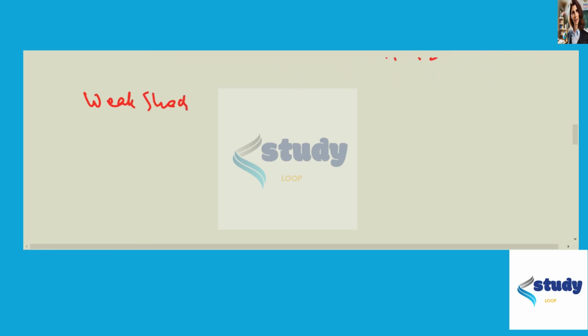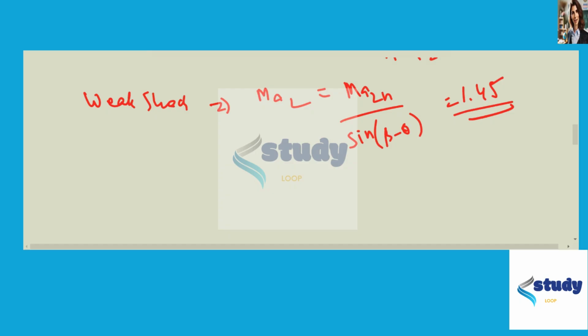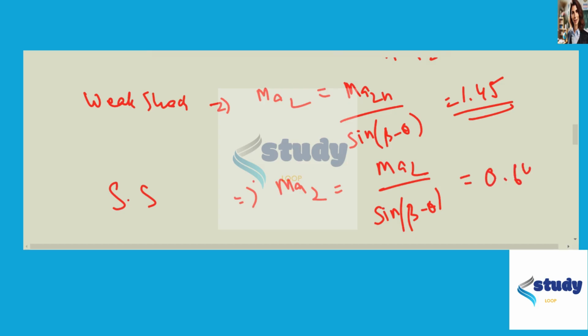For the weak shock, we have Ma2 = Ma2n / sin(beta − theta), which is 1.45. And the second is for the strong shock, Ma2 = Ma2n / sin(beta − theta), which is 0.644. So these are the values that we had to find out. I hope you understood. Thank you.